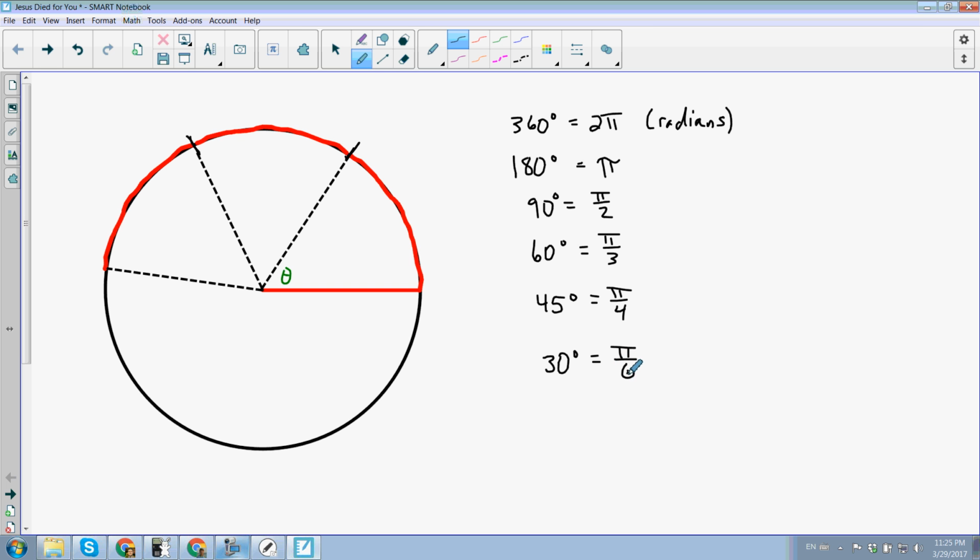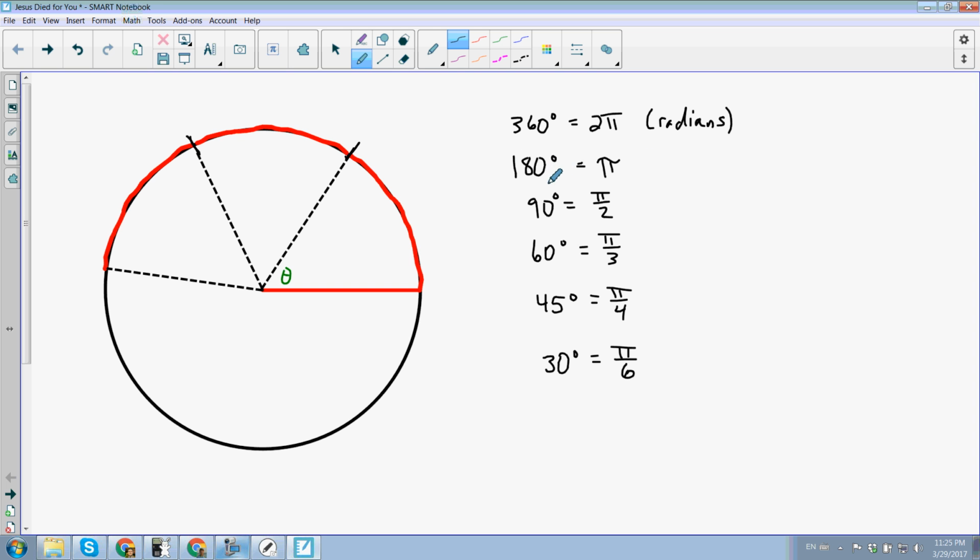Now, I did these specific angle measures because these are the angle measures that are going to be most important for you to be able to work with, because all of these angles will be related to the 2 special triangles that you already know the ratios to, or should know: the 45, 45, 90 right triangle, and the 30, 60, 90 right triangle. You should know the ratios of the side lengths of those 2 triangles.